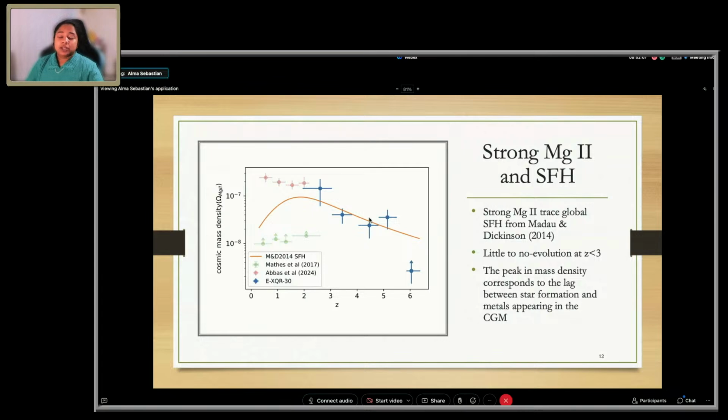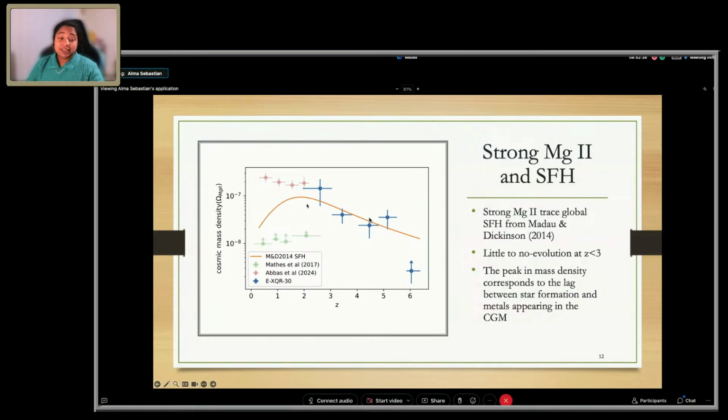Then we tried to calculate the cosmic mass densities of Mg2 absorbers, which are dominated by strong Mg2 absorbers, and we find that they actually decline with redshift. We have also included here the mass densities of Mg2 absorbers at low redshift, and we can see that overall the cosmic mass density of Mg2 is in agreement with the global star formation history from Madau and Dickinson 2014.